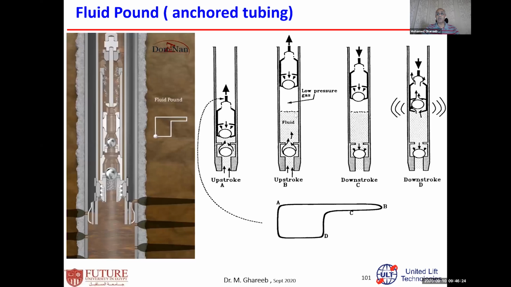In this case, if there is no gas, or just a very small amount of gas, only liquids, what happens in the downstroke? In the upstroke, you will find that a certain percentage of the barrel is filled, either up to this depth, or this depth, or this depth, depending on the amount of fluid.